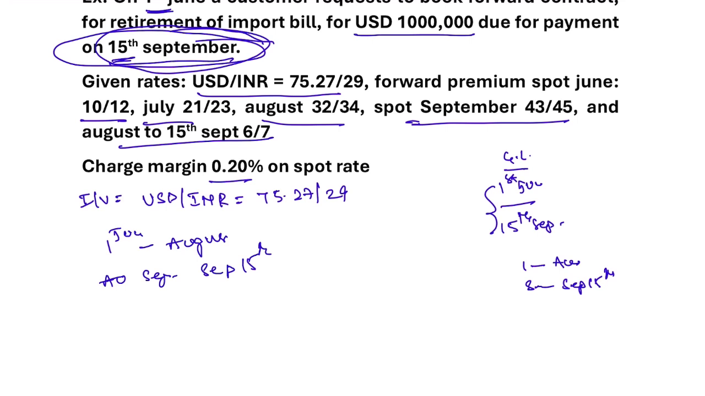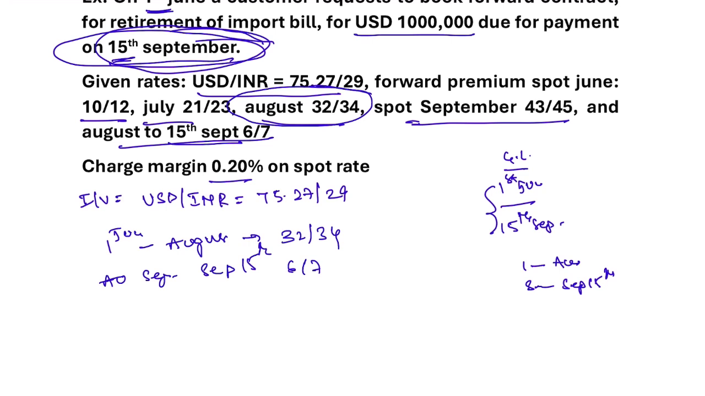Got it? Here he has given the forward premium: spot, June month this much, July month this much, August this much and September this much. We don't want June, July, September because we need only August. At the ending, actually this is the ending, 1st June to August, right? June, July we don't want. We should ignore those things. So what is the August premium rate? 32 by 34, meaning 32 paisa by 34 paisa. And also there are 15 days in September, right? In September he has also given August to 15th September, that is 6 by 7. This is the premium rate.